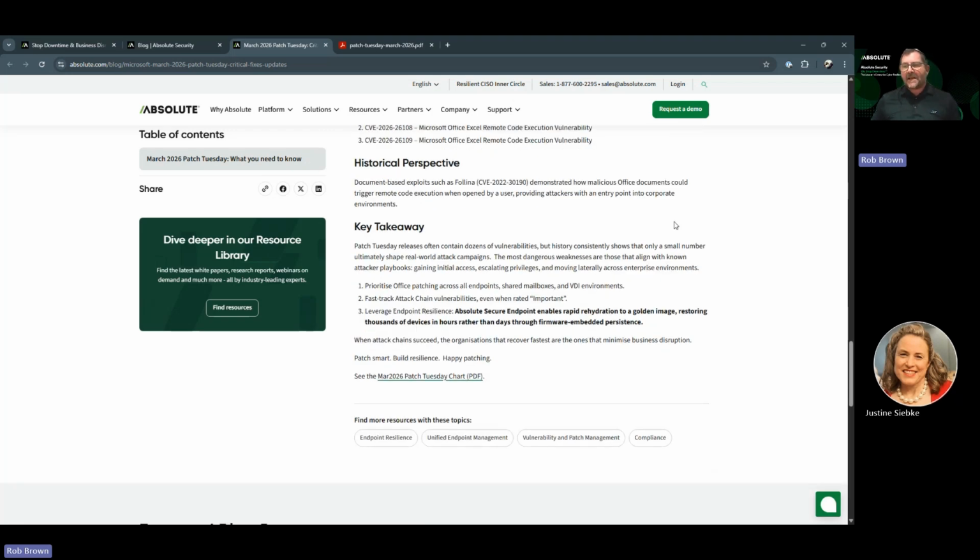Now, my key takeaway today is any of the vulnerabilities that are endpoint specific, the Windows 11 Office products, fast track the attack chain. The ones I've recommended, please make sure that they are remediated as soon as possible. Even if they are rated important, it doesn't mean that they are any less serious than critical.